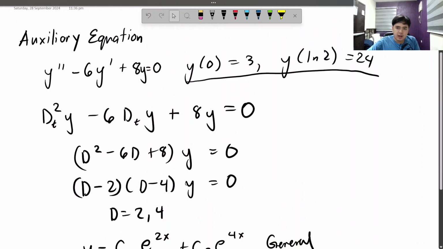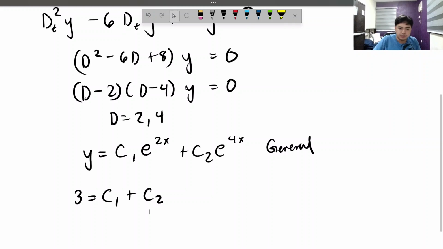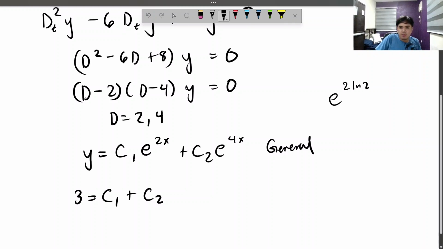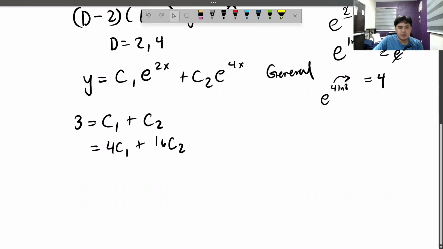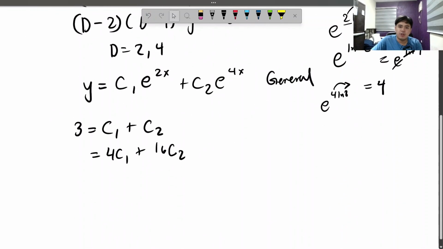Now, what could be e to the 2 times ln 2? Well, this could be put as, right, that's right, the exponent goes inside of the ln. So this is going to be e to the ln 2 squared, or e to the ln 4. And we know that e and ln can cancel each other out, giving us 4. So it's going to be 4c1 plus, this is going to be what, 16 c2. Since 4 ln 2 will give us ln 16, which is going to be just 16 here. And this equates to 24.